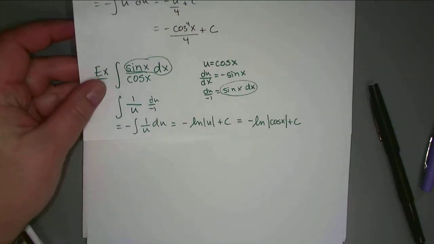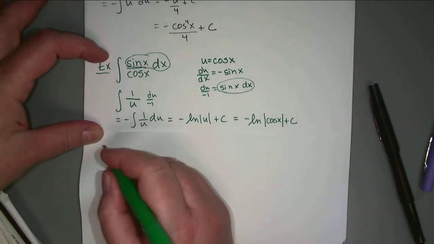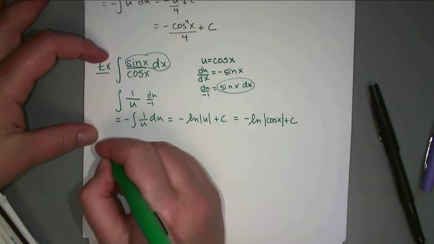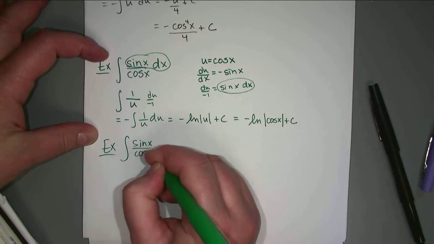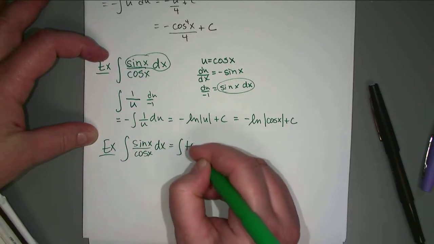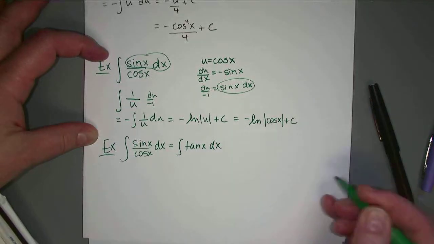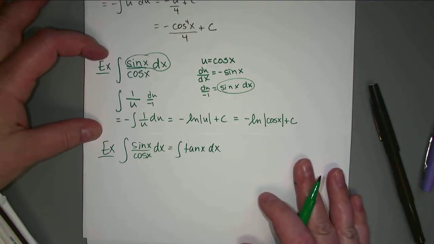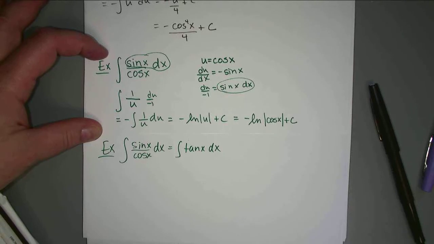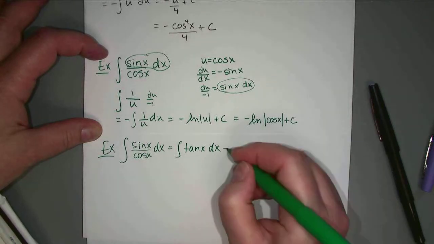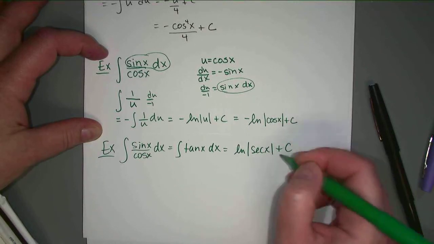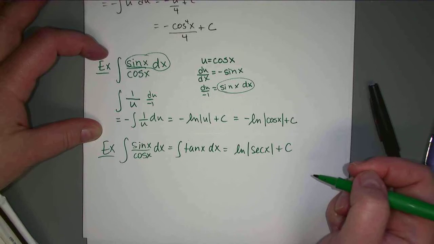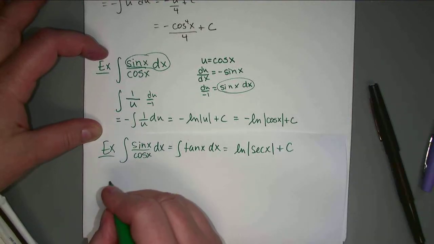All right, so what I want to show you here is if you had noticed that sine x over cos x is actually tan, okay, you see that? That's true, that's a trig identity. Then you could say, just from the memorized list, that this is ln of secant. But wait, why are the answers different? They're not. These answers are the same.